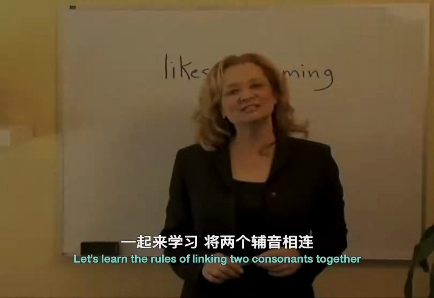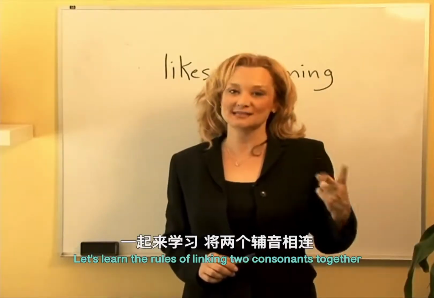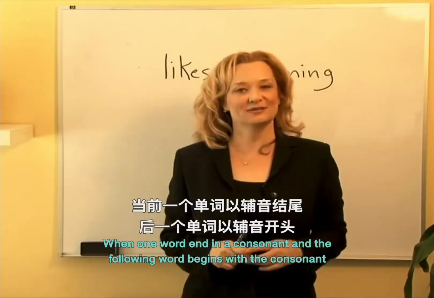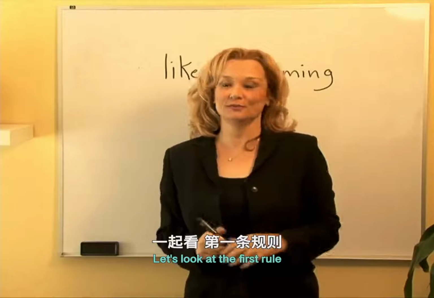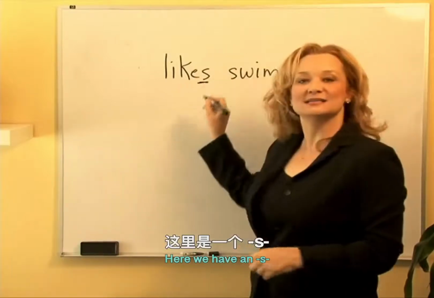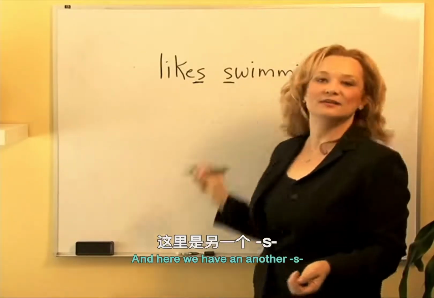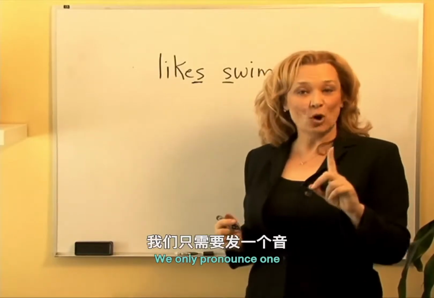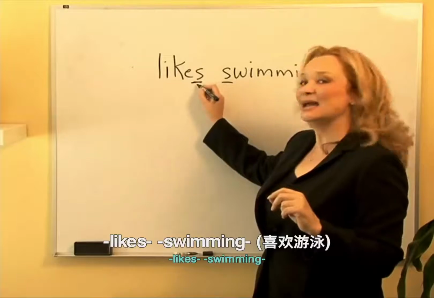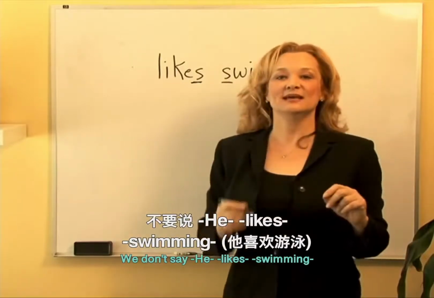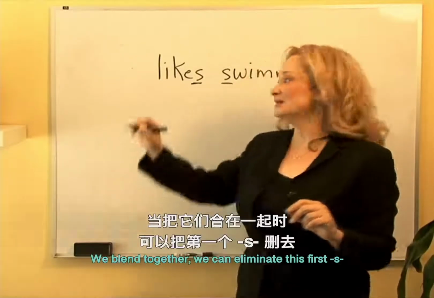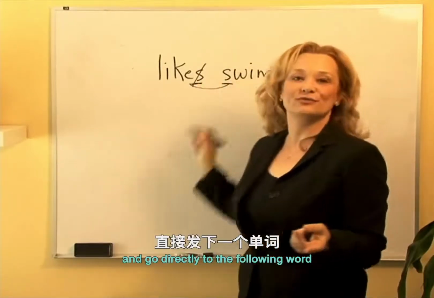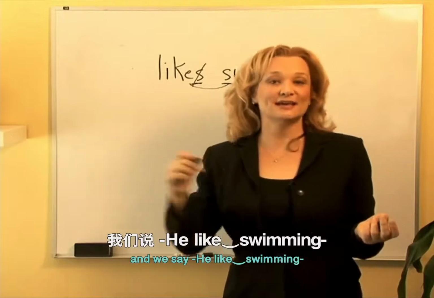Let's learn the rules of linking 2 consonants together, when one word ends in a consonant and the following word begins with a consonant. Let's look at the first rule. Here we have an S, likes, and here we have another S. When we have two same consonants, we only pronounce one. Likes swimming. We don't say he likes swimming. We blend it together. We can eliminate this first S and go directly to the following word. And we say, he likes swimming.